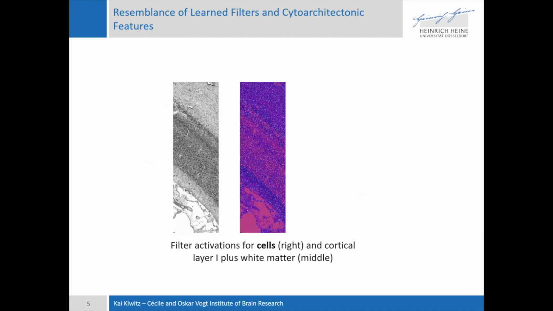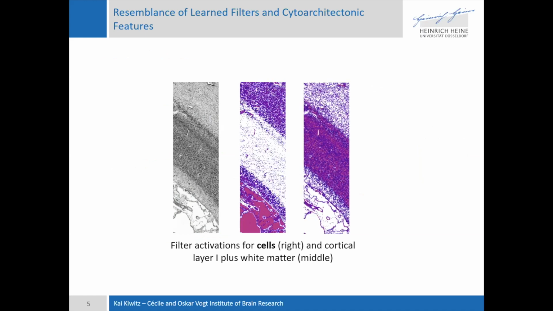What we saw is that on superficial layers of the tool, which has a convolutional neural network architecture, we found filter activations for cells, which you can see on the right side. We also found opposite filter activations, for example, the cortical layer 1 and the white matter, which you can see in the middle. So already a first sign that the tool incorporates some cytoarchitectonic features.